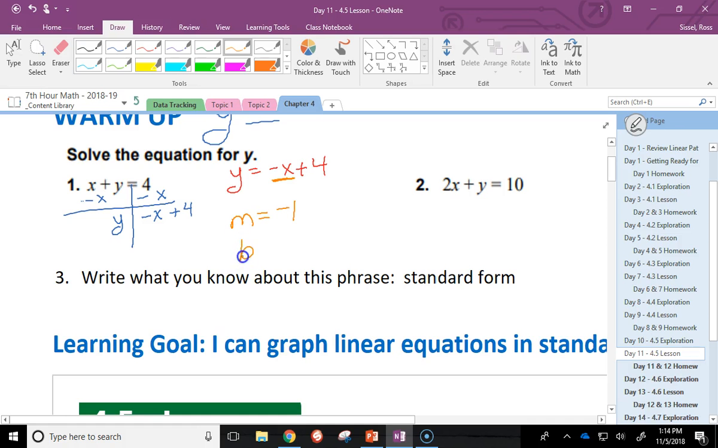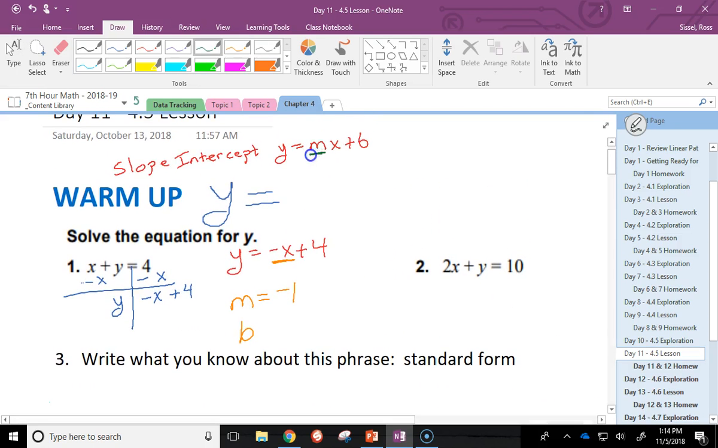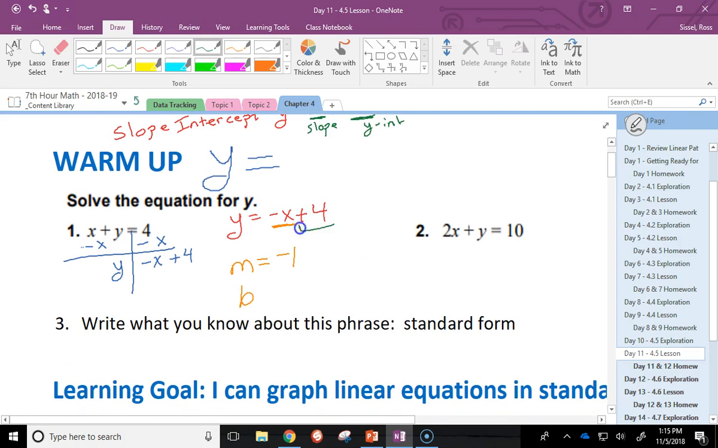My y-intercept. Remember, slope is what comes before our x. And then this is our y-intercept. So my y-intercept was positive 4.